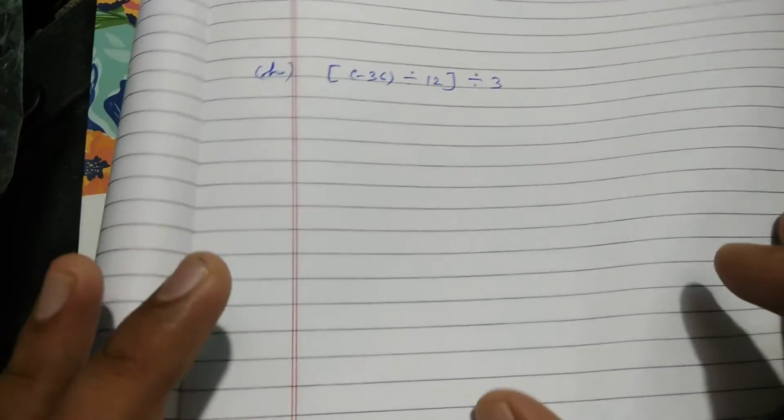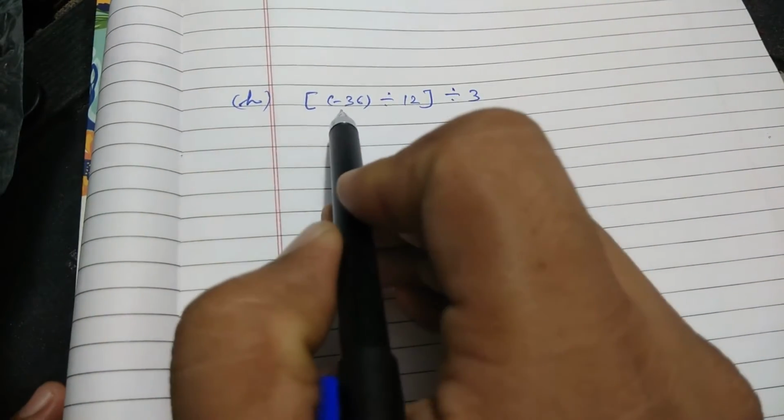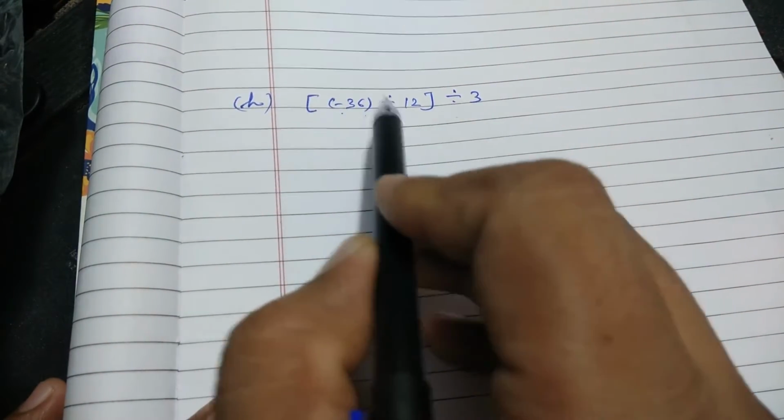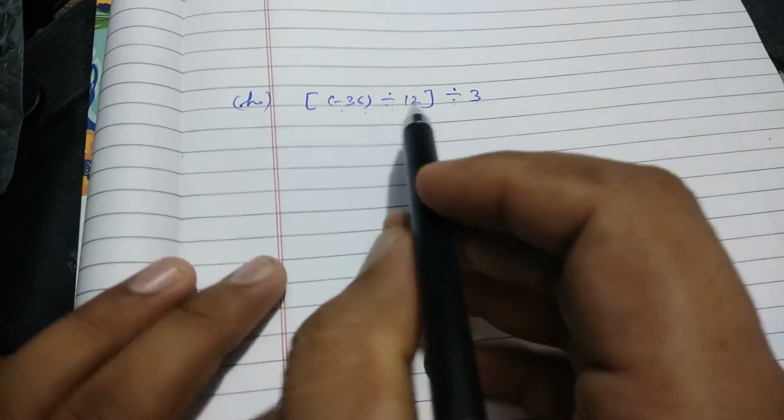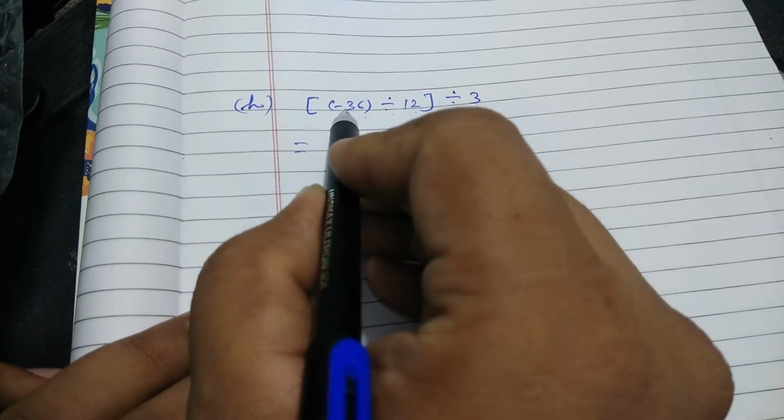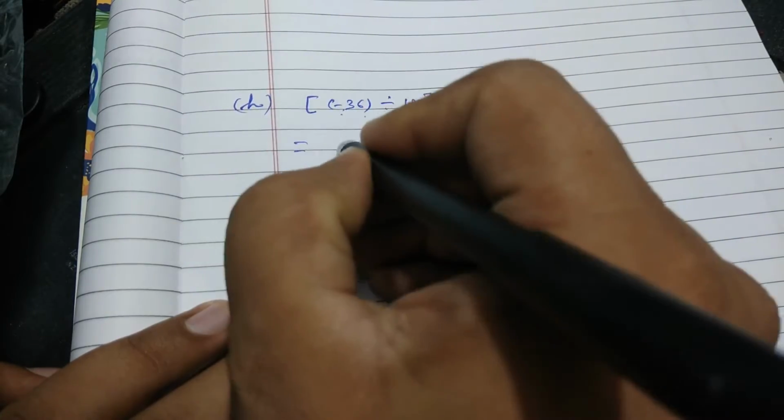Next, H. In the big bracket, minus 36 divided by 12, big bracket close, then divided by 3. So first of all, we will solve this big bracket. So that is equal to minus 36 divided by 12. So the minus sign will come out.